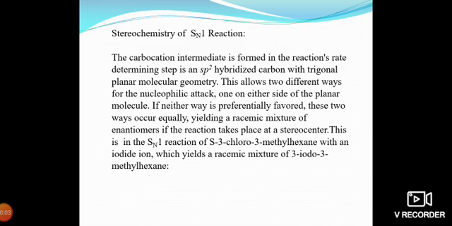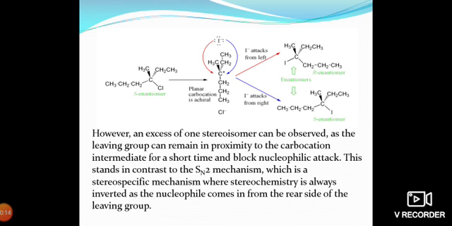For example, we take S-3-chloro-3-methyl-hexane, which with an iodide ion yields a racemic mixture of 3-iodo-3-methyl-hexane. We are taking 3-chloro-3-methyl-hexane. In this compound, 6 carbons are present and the third carbon has a chlorine atom and a methyl group. Then it is known as 3-chloro-3-methyl-hexane.